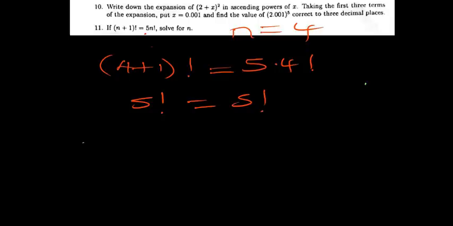I hope that makes sense. Or even if I decide to leave it the way it is, 5 factorial can be expanded to 5 multiplied by 4 factorial. So these are equal. So we found the value of n without any challenges there.